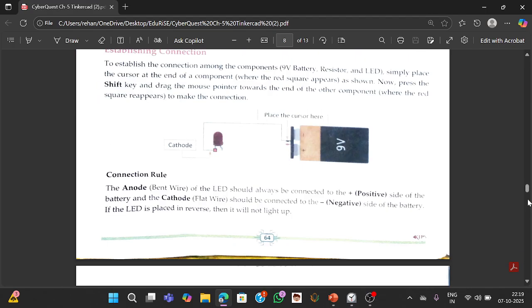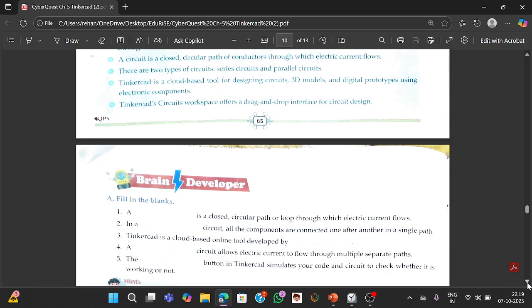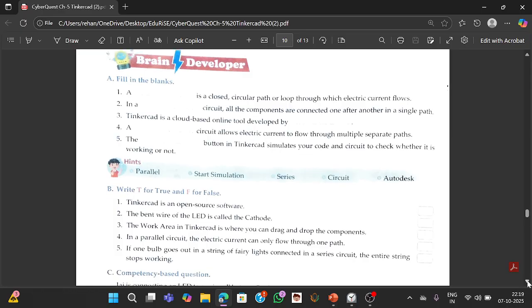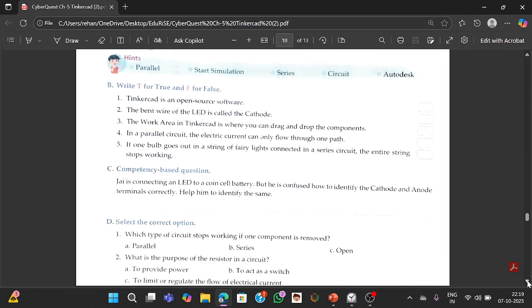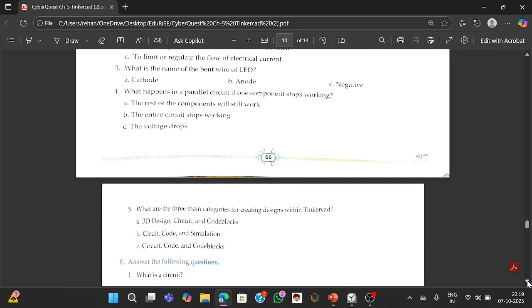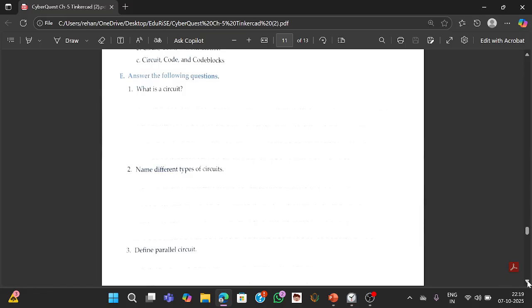Now, in this chapter, at the end of this, the students will go through brain developer. So there are a few bits that we are going through in today's session for you to understand the topics that were being covered in the previous video. So let's get started. So we'll start the timer now.